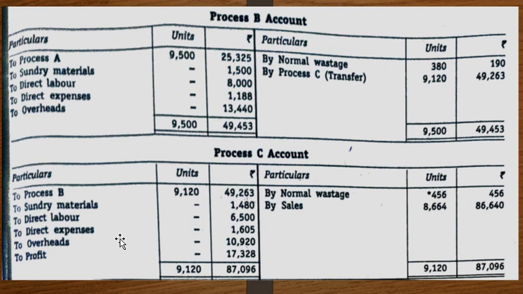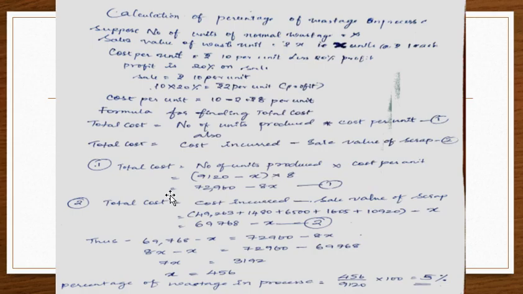Until here it is your cost. So now we have taken everything and added it, and you will be getting 69,768 minus sale value of scrap. You don't know how many units your normal loss is, as well as the value. So you will consider your normal loss units as x.